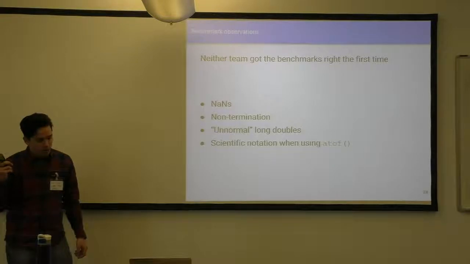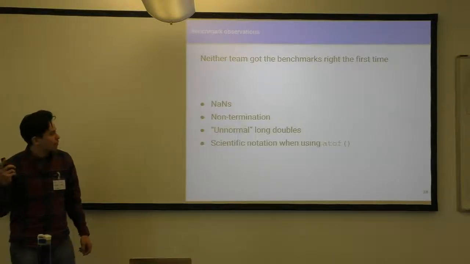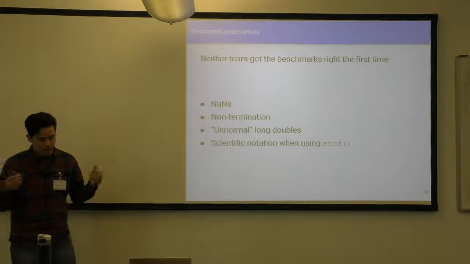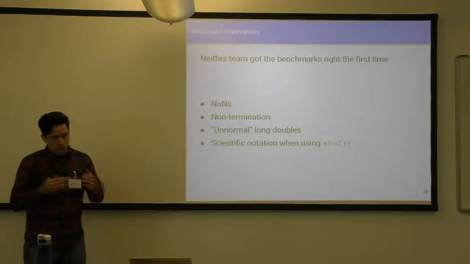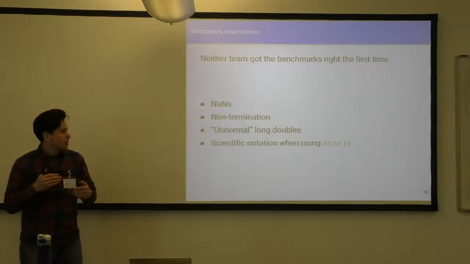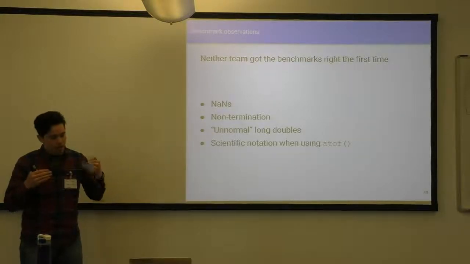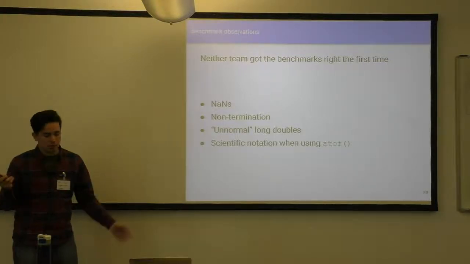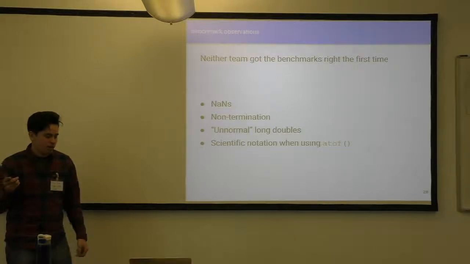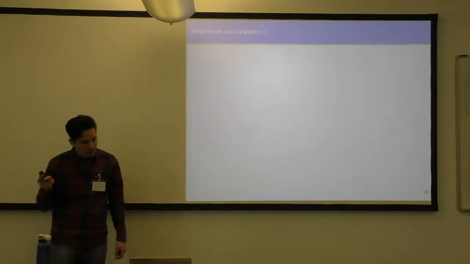And also, one of the benchmarks had problems with the atof function. atof is a C function that you give a C string and it spits out a double. The person who wrote the benchmark wrote it assuming that atof would only ever be given decimal syntax, but they forgot about scientific notation, so one of the benchmarks failed because they didn't take that into account.